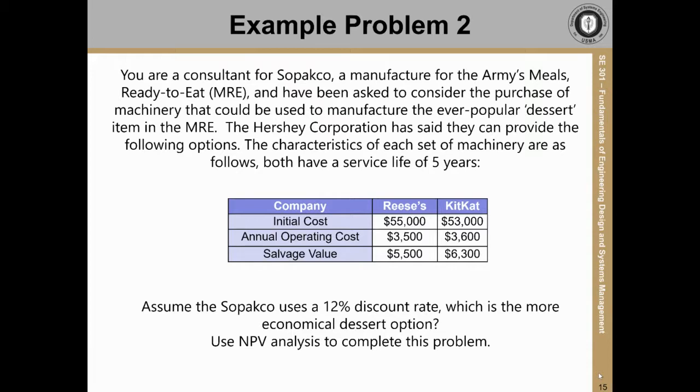Both have a service life of 5 years. So they can produce Reese's Pieces, which is initial cost $55,000, annual operating cost $3,500, and salvage value of $5,500. Or you could have Kit Kats, $53,000, $3,600, $6,300, respectively. And assume we're using a 12% discount rate.